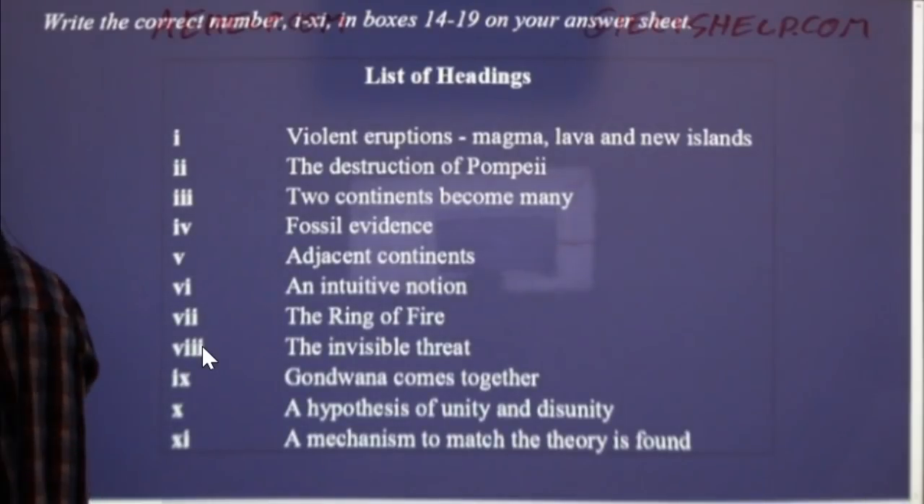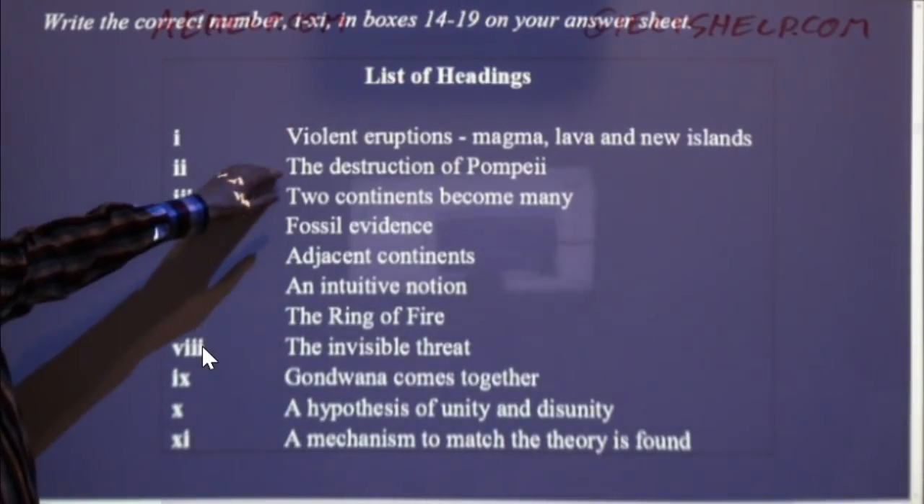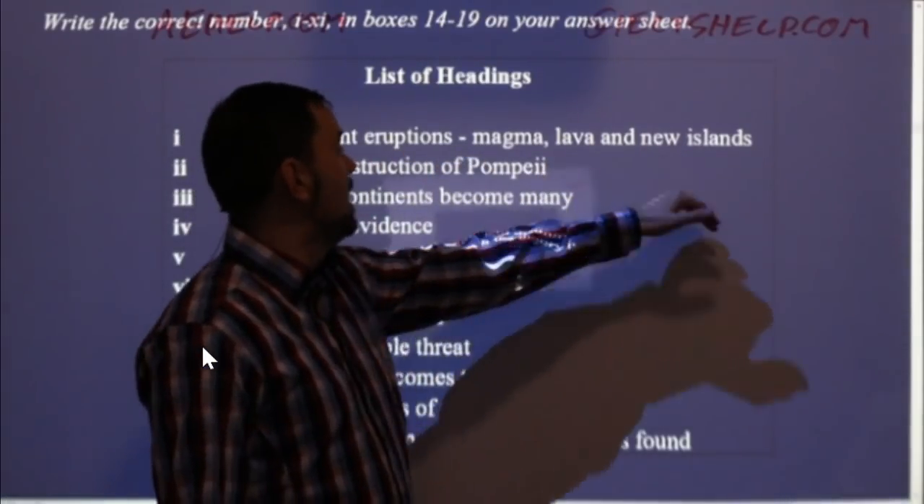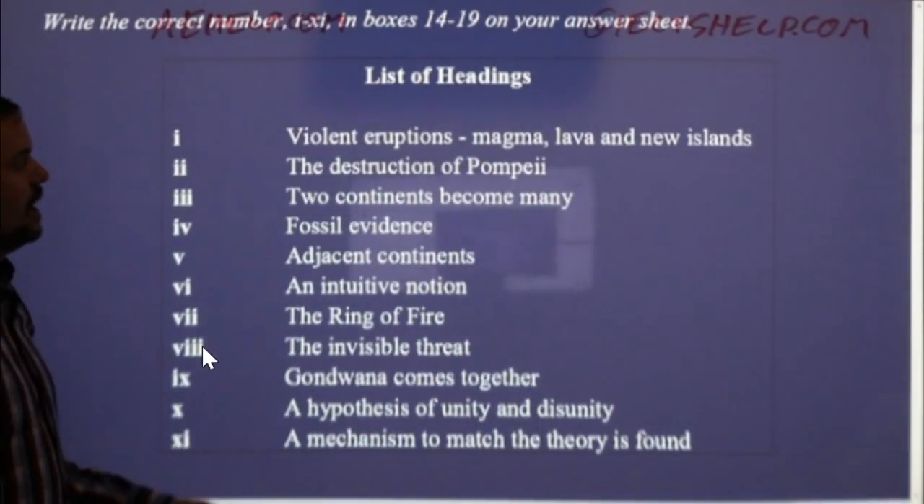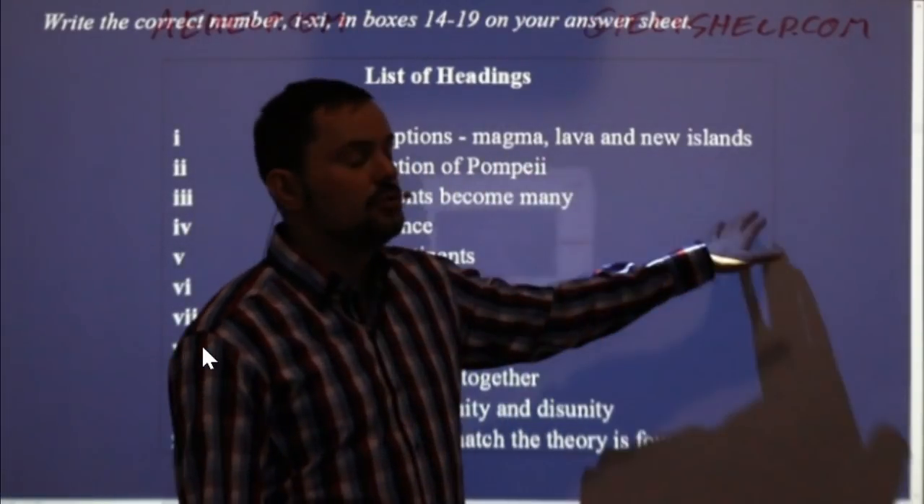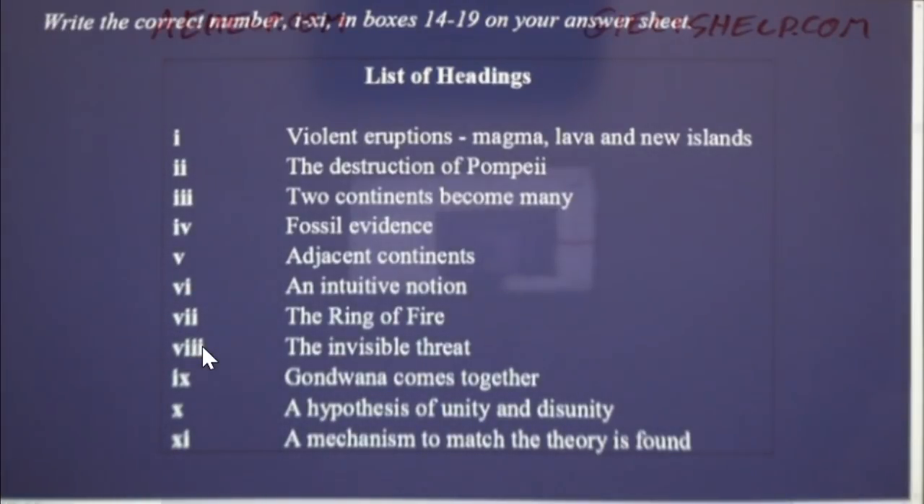and paraphrase them, okay? So list of headings: violent eruptions, magma, lava, and new islands. Okay, how can I paraphrase this one? Violent eruptions, magma, lava, and new islands. What's a good way to paraphrase that?